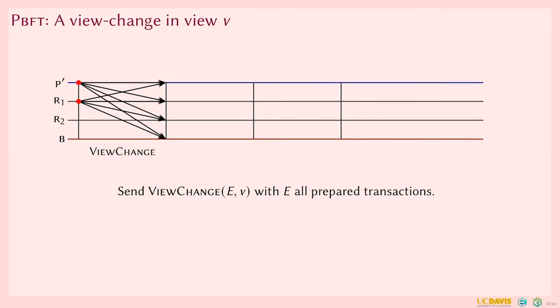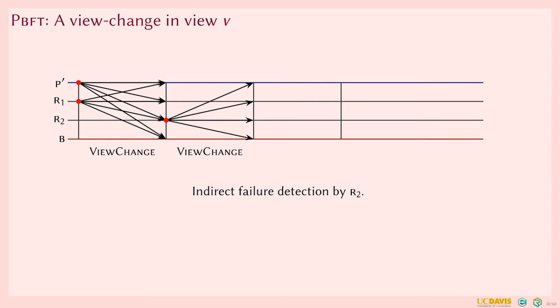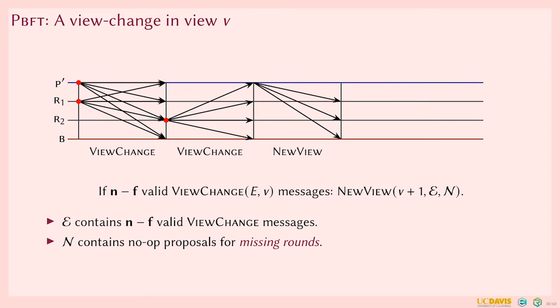The second replica, replica 2, did not detect any failure yet, but at some point it gets these two view change messages that determine, hey, there is only one faulty replica, so one of them must be from a good replica, and says, okay, then apparently the current primary is faulty. So he also sends his own view change, and this is an indirect detection.